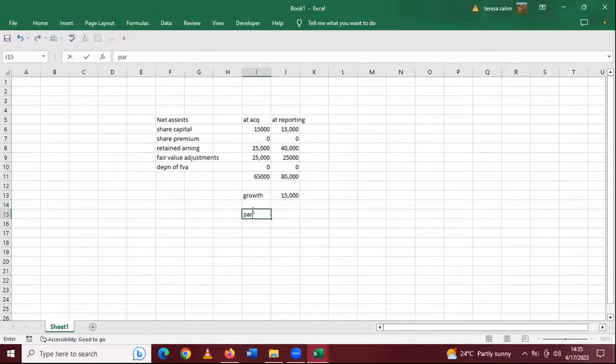And so for the parent, it's going to be parent equals 0.8 times 15,000. Thank you. And then for the NCI, what I'll do, I'll not even take 20%. I'll say equals, you pick that 15,000 up there minus the 12,000, isn't it? Because you know the two must add up to 15,000, isn't it?